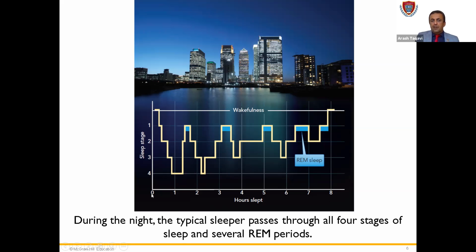In the example, it is between 90 and 100 minutes for one sleep pattern from stage one to stage four. And after that, again, another pattern from stage one to stage four. You see, the closer to morning, the longer the duration of REM sleep. Because of that, near morning, you can find some clear dreaming in your sleep.